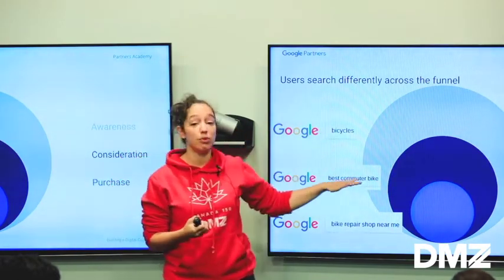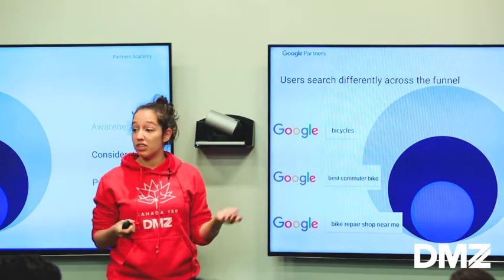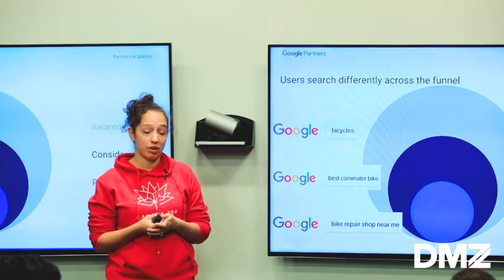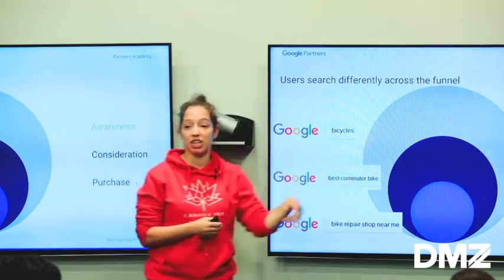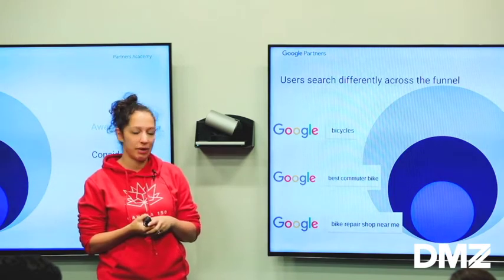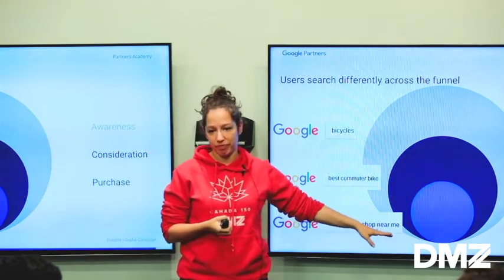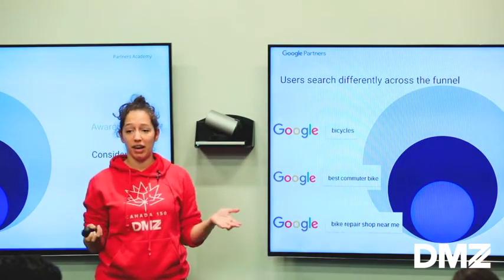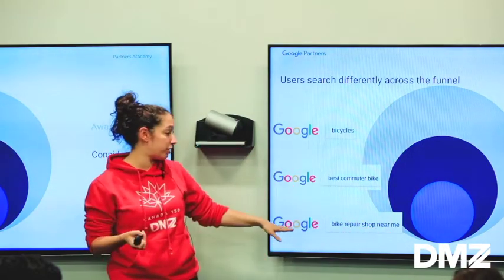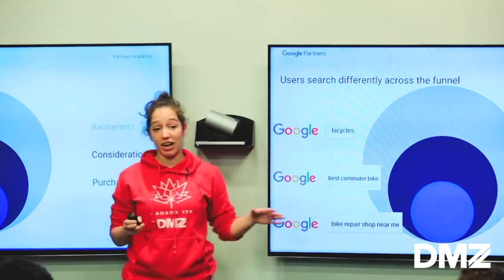And then there's best commuter bike. That suggests this person is a bit further down. They're doing some research. They want to find out what kind of bike they should purchase. So they're in this consideration phase, and Bob might want to bid on them to show that he has the best commuter bike they can buy. And then down here, bike repair shop near me. If there's someone within 1 mile of Bob's bicycle shop searching for bike repair shop near me, that person is ready to make a purchase right now.